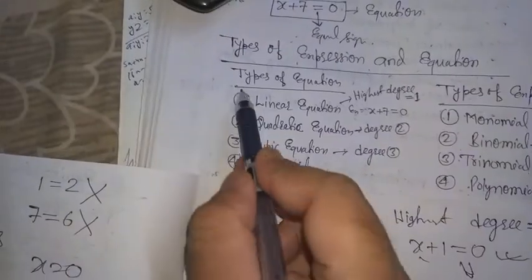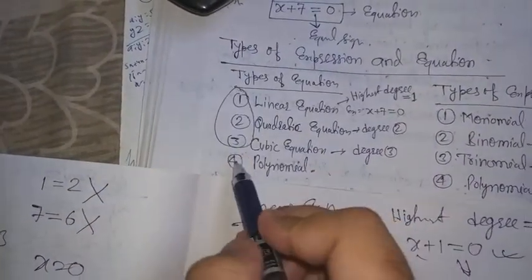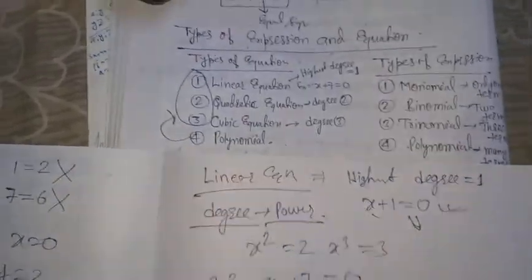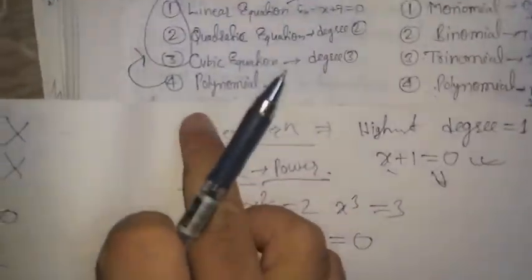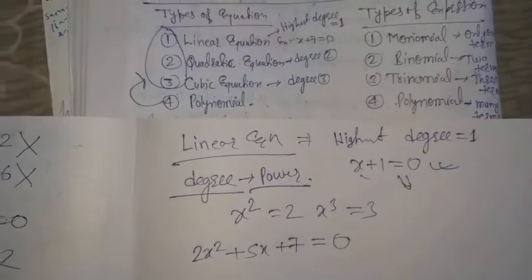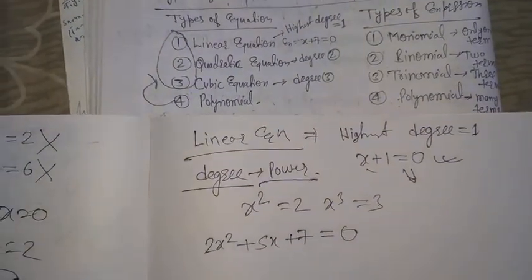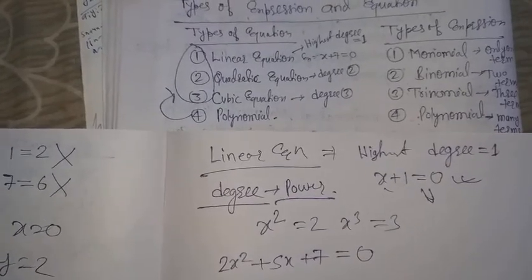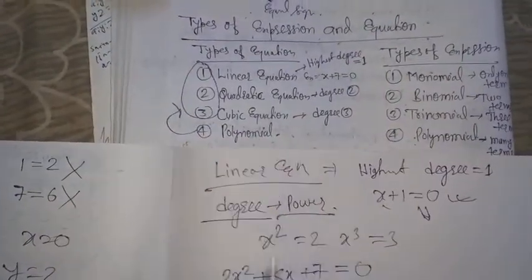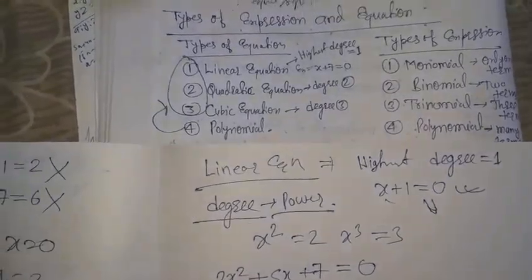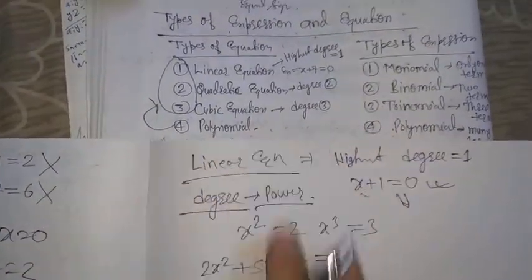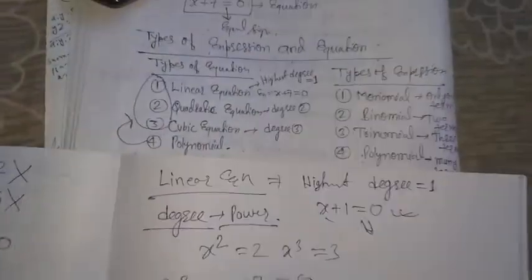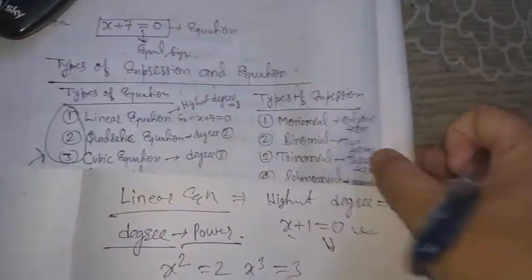And all these 3 come under polynomial. Poly means many. So polynomial means whose degree may be more than 3 or 4 or 1. We will study polynomials later on. Right now we are just learning the types of expressions and equations.